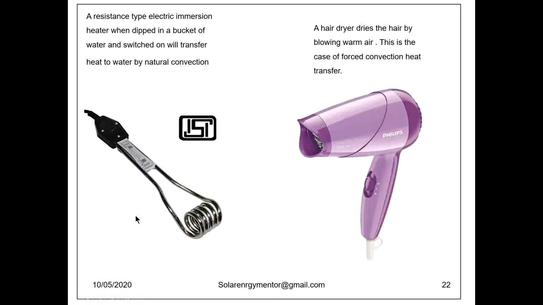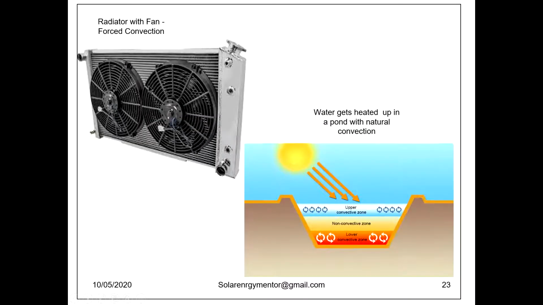To go further, another example of natural convection is the immersion heater, which we all know. When you dip an immersion type of heater into a bucket and switch on the heater, the surface becomes hot by electricity. Then this surface transfers heat to the water in the bucket by natural convection and the water becomes hot. So this is again the most usual domestic example of natural convection. Another case of forced convection is when you dry your hair with a hair dryer. A blow of warm air is blown from the dryer, the hair receives the heat, and then it becomes dry. The air is forced from the dryer, and it is forced convection heat transfer that is taking place.